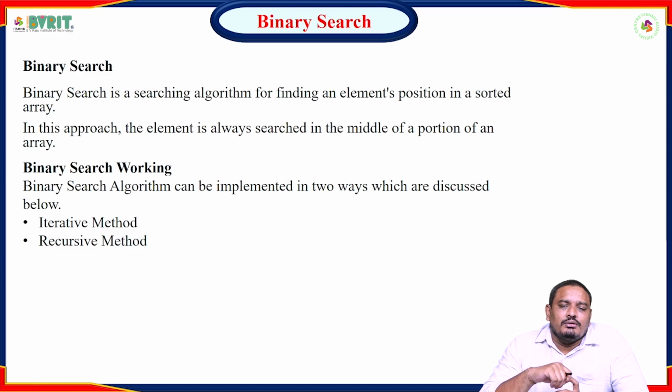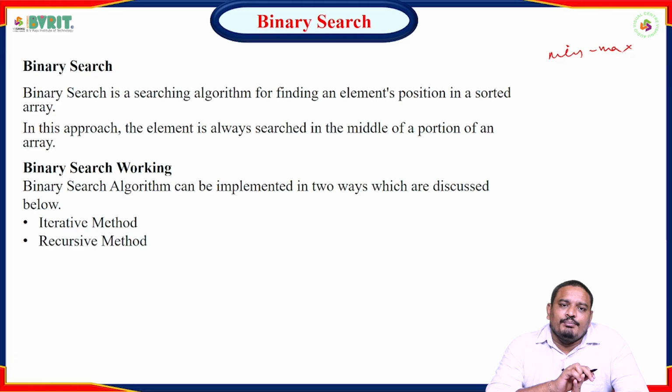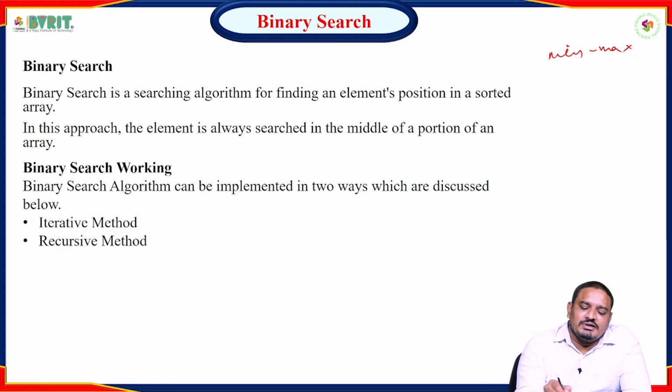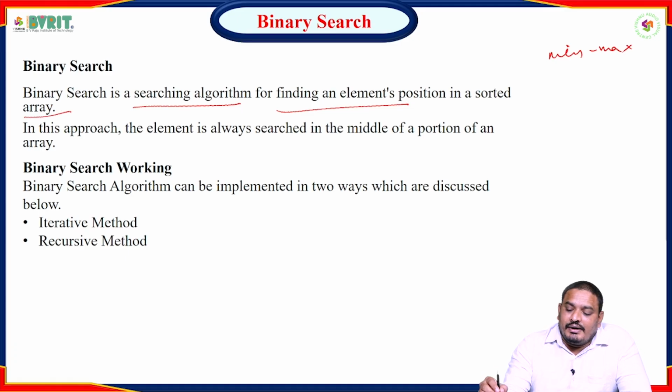So, coming to the second type of algorithm, it is called binary search. In the previous slide, we discussed the minimax algorithm. Now we will discuss binary search. What do you mean by binary search? Binary search is a searching algorithm for finding an element's position in a sorted array. We have to find the solution based on the sorted array.